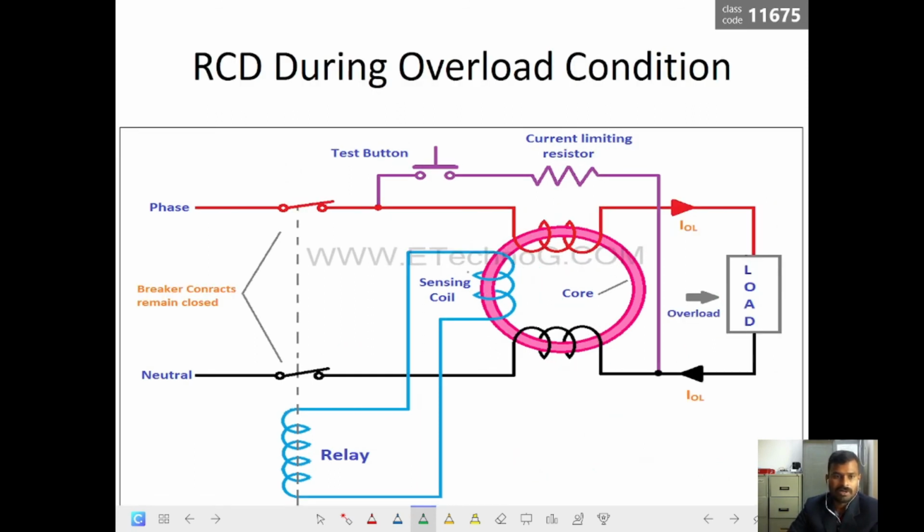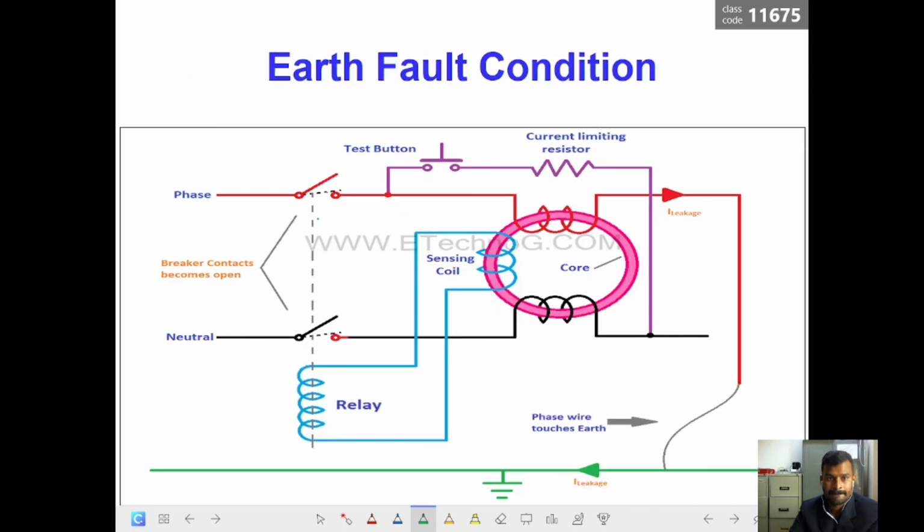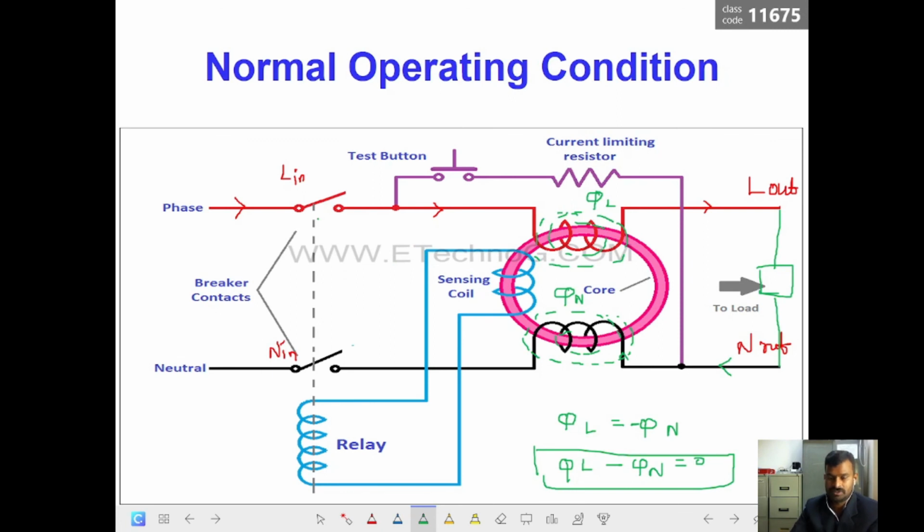Okay, so this is a normal condition, where I have a switch connected here. That is the normal condition which I have discussed about. So when is the fault condition?